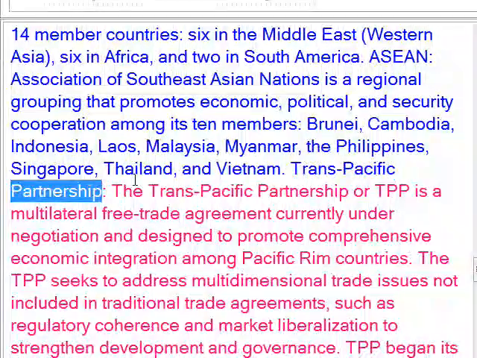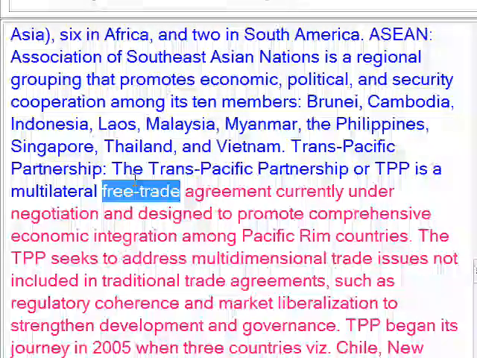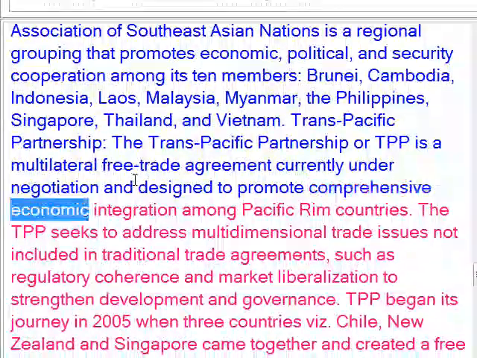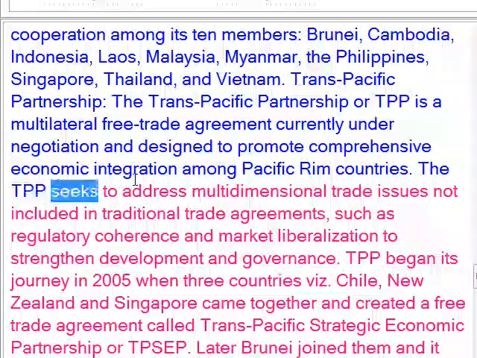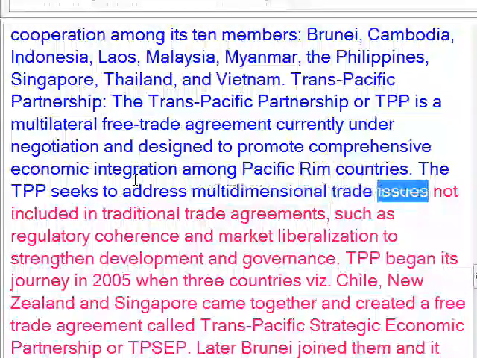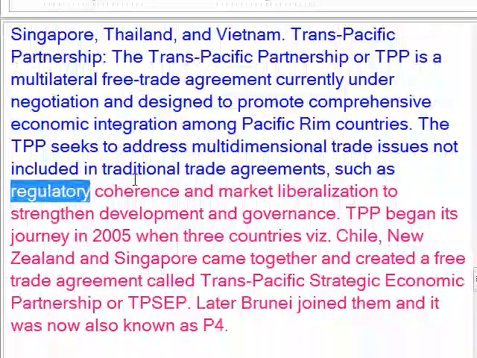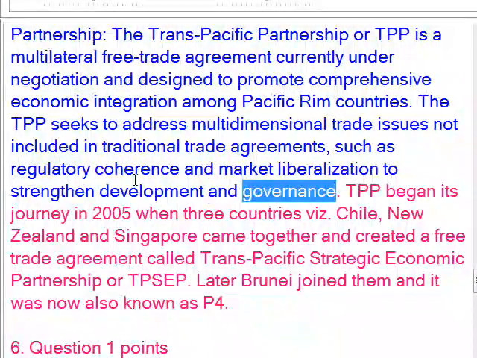Trans-Pacific Partnership. The Trans-Pacific Partnership, or TPP, is a multilateral free trade agreement currently under negotiation and designed to promote comprehensive economic integration among Pacific Rim countries. The TPP seeks to address multidimensional trade issues not included in traditional trade agreements, such as regulatory coherence and market liberalization, to strengthen development and governance.